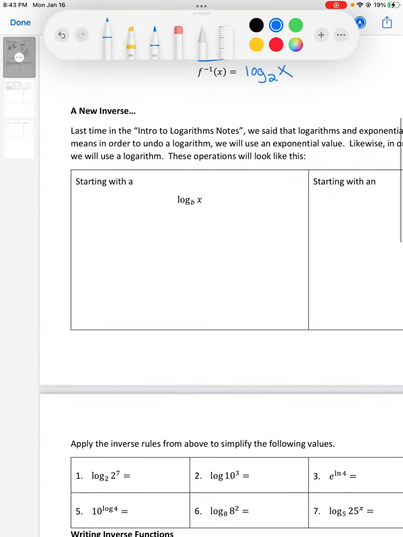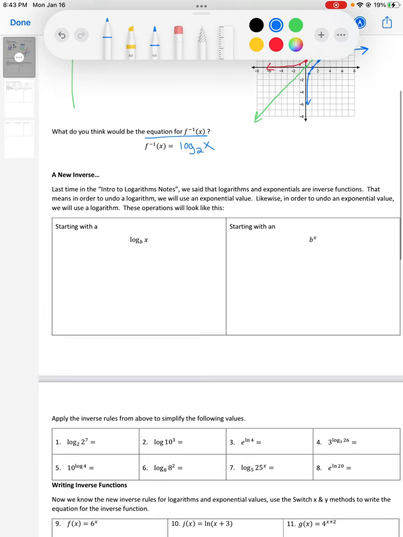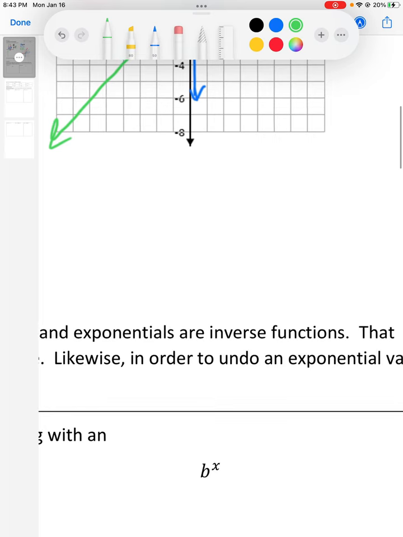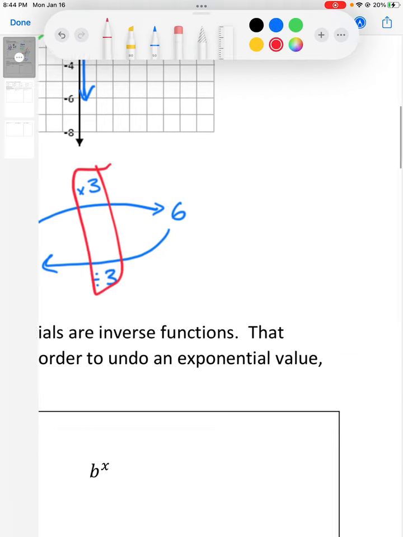Okay, so last time we talked about how logarithms and exponents are inverses. That means to undo a logarithm, we use an exponent, just like to undo an exponent, we use a logarithm. Before we get into this, just really fast, if I have a 2 and I multiply it by 3, I get 6. What do I have to do to undo that, to go back? The opposite of multiplying by 3 would be dividing by 3. So these undo each other, they cancel each other out.